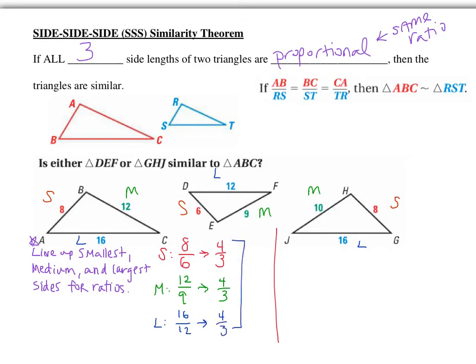So since they are all the same, that means that this triangle is similar to the first one. So let's check the last one the same way.